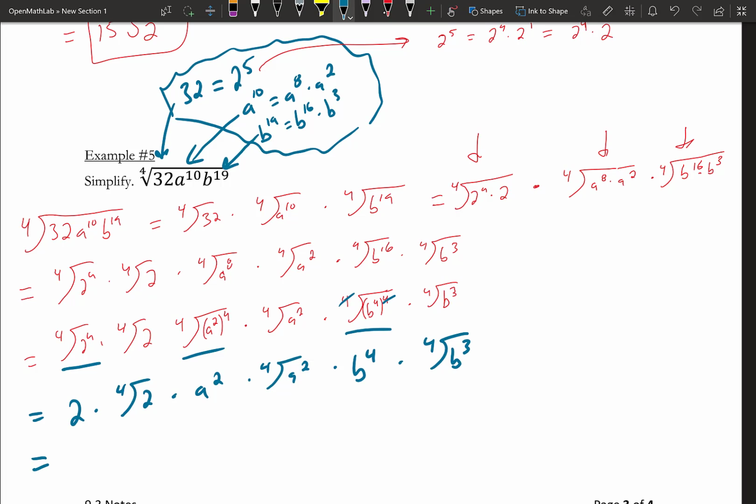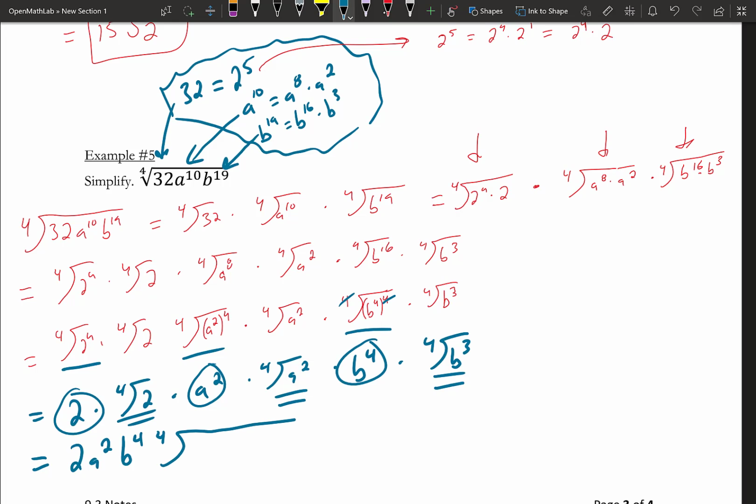And now what we could do is rearrange some things. So I have these guys that aren't underneath a root, so we've got 2a squared times b to the 4th. And then the ones that are left, notice they all have the same index of 4. So I can apply the multiplication property of radicals and multiply them all under the same radical. So that would give me 2 times a squared times b cubed. So that's a simplified version of that: 2a squared b to the 4th times the 4th root of 2a squared times b cubed.